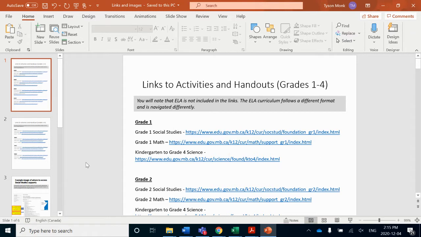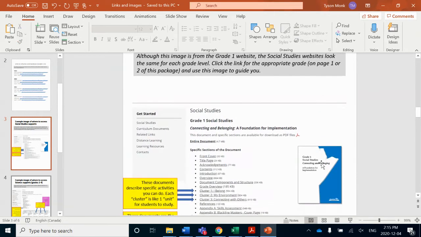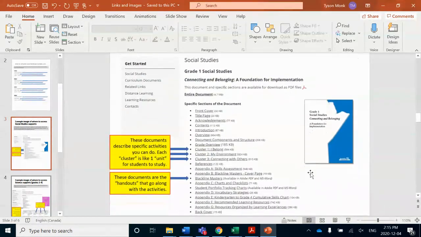Anyway, the first thing I want to show you is that these are the links you can use to access the different websites. We're going to have a look at what the social studies website looks like. You can see here that there are all of these different links. This is for grade 1 social studies, but fortunately, each of the social studies websites for each grade level is similar. And we're looking at a couple of key parts here.